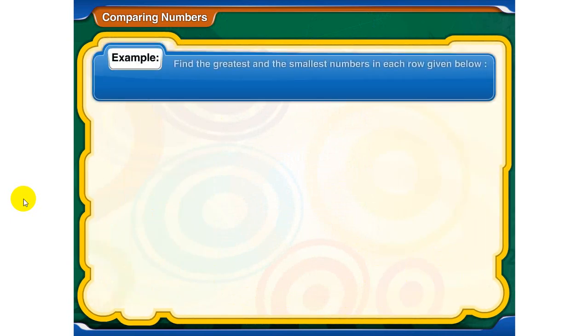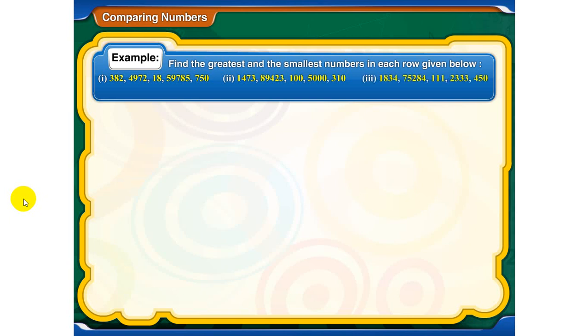Example: find the greatest and the smallest numbers in each row given below. 1. 382, 4,972, 18, 59,785, 750. 2. 1,473, 89,423, 100, 5,000, 310. 3. 1,834, 75,284, 111, 2,333, 450.